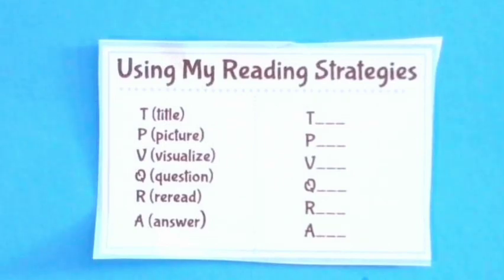R is for reread, because once you start reading, not only are you supposed to read it one time, but reread it a second time. That's because when we read it one time, it's an introduction of what we're going to learn about, and you will gather more information the second time around. And A is for answer, which means that you have to answer the questions. And not only that, you have to go back into the text and prove your answer. So now we're going to practice.